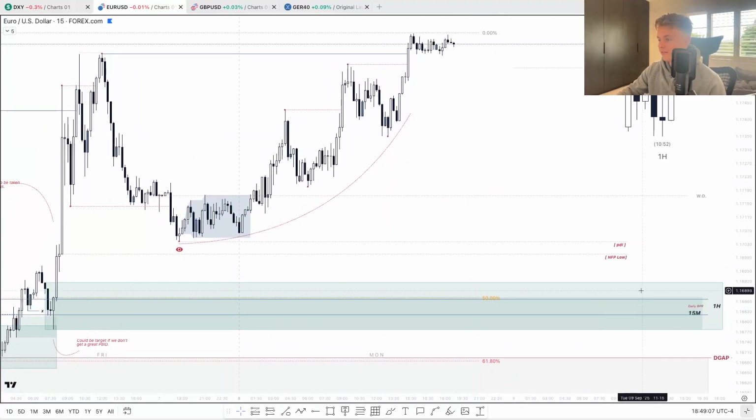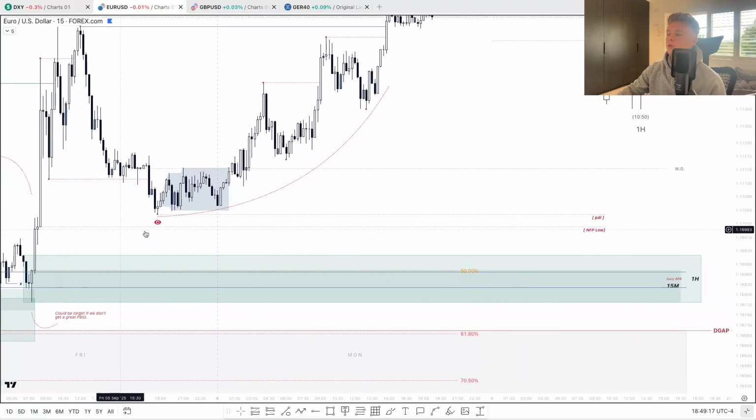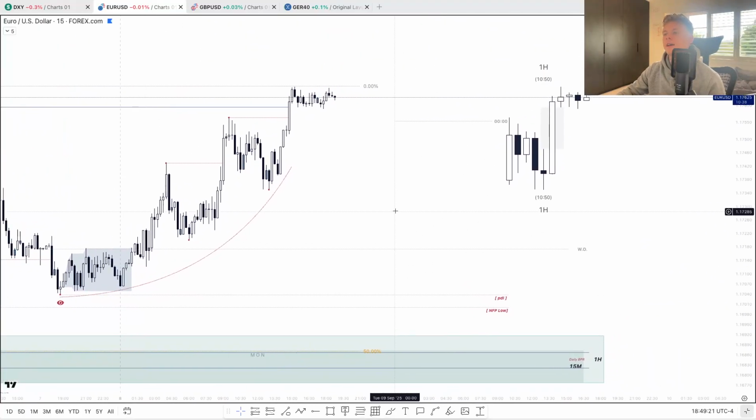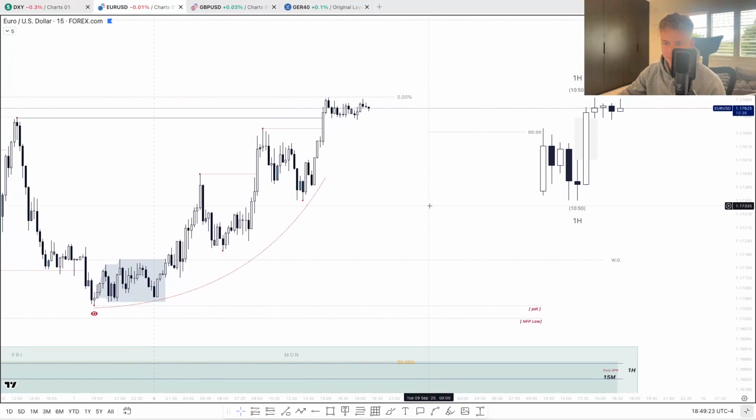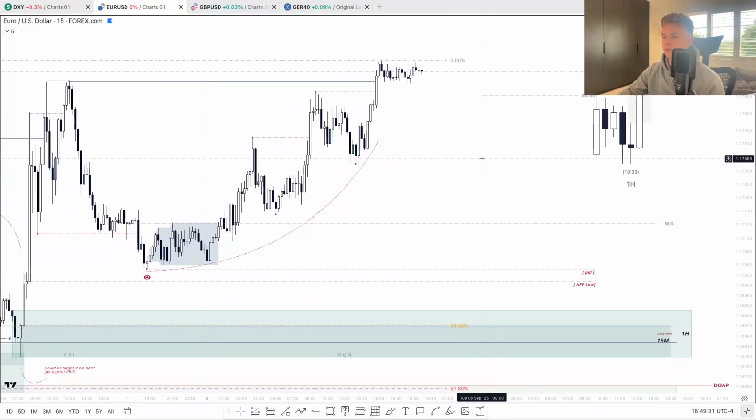I still have marked out the NFP low, right? Data highs and lows are usually a magnet for price, and price could come down and sweep this low before shifting up and pushing up higher, right? This is basically my analysis for Euro USD coming up into the rest of the week.